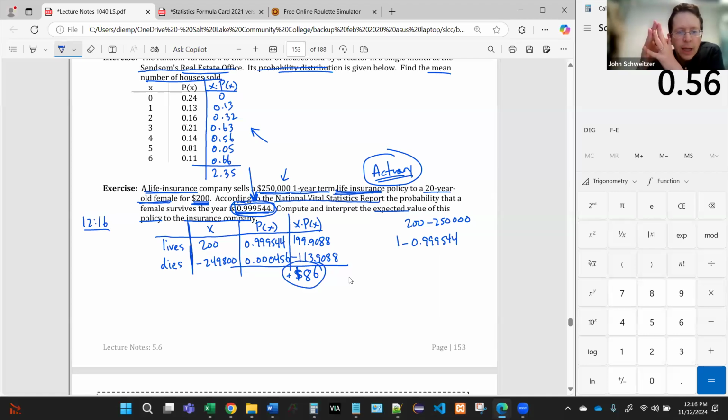So $86, what does that mean? It doesn't mean they're going to make $86 on each policy, right? In fact, that never happens. They either make 200 or they lose about $250,000. So what's going on here is a law of large numbers kind of situation. If they sell a bunch of these policies, usually they're going to be making 200, 200, 200, and then every now and then they pay out like 249,800. If you add up all of the money in, money out, and divide by the total number of policies, it's going to converge to about $86 per policy. So good. I hope you find that interesting.